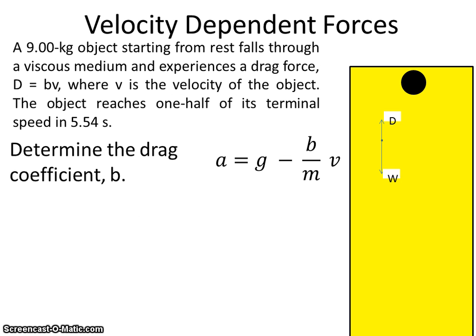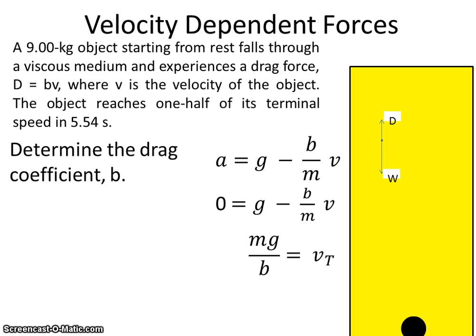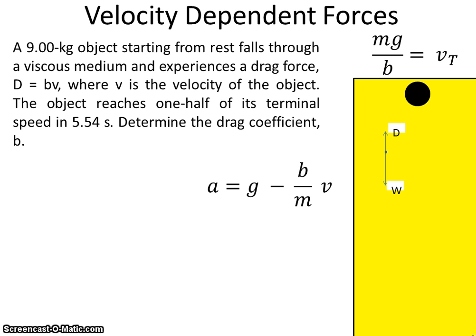Let's determine the drag coefficient b. Well, once it reaches its terminal speed, the acceleration is 0. And so therefore we know that mg divided by b is equal to the terminal speed. And let's set that aside for right now.